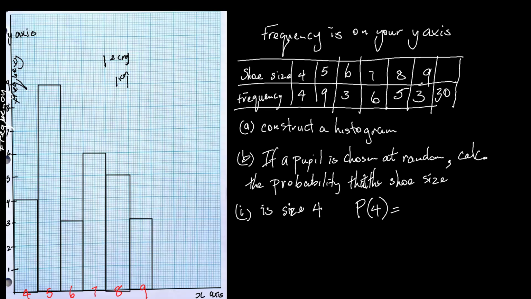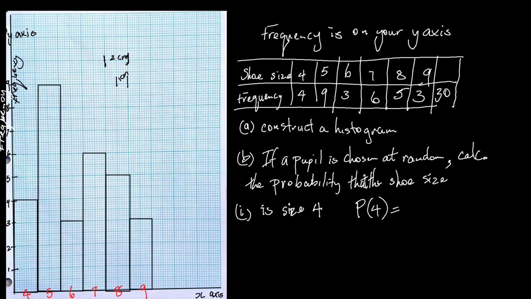Relative frequency will be equal to the frequency of the event divided by the total frequency. All right, you don't have to give me all that again. Just give me the answer. 0.13. Tell me what you did. So I divide the 4 by the total frequency. Oh, all right.